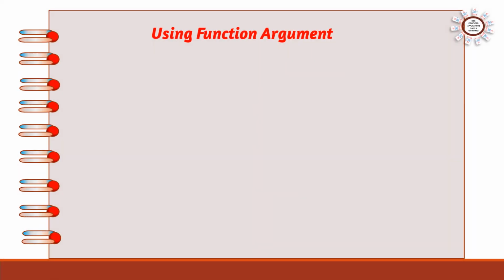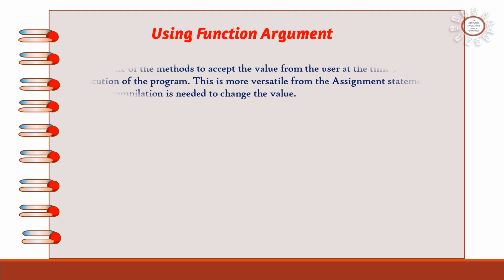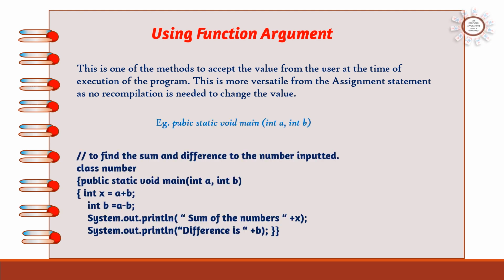Next is by using the function argument. Here data is accepted at the time of execution, and if we want to change the data, there is no need of recompilation. We can just change the value when it is asked. So in the example program we can see the data will be accepted in this form, like the function public static void main(int a, int b).